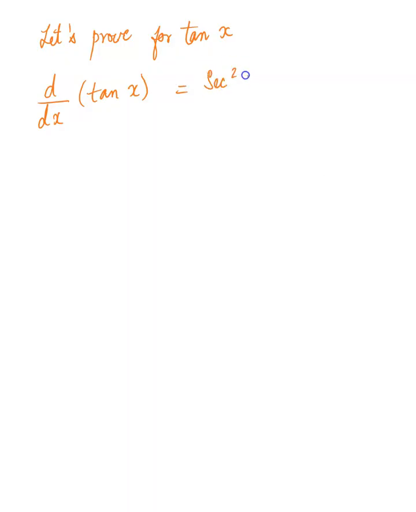Now let's prove the derivative of tan x. So we're trying to show the proof for the derivative of tan x, which we are told, at least from the rules, is secant squared x. Let's go about proving this, okay?